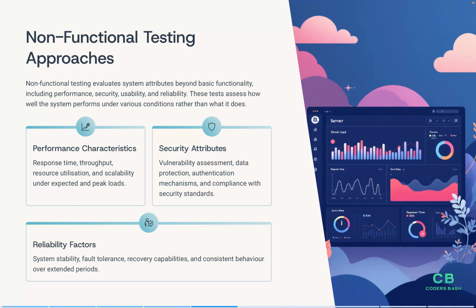So non-functional testing usually evaluates system attributes beyond basic functionality. Under functional testing we cover all UI related things and functional validations, everything. But here it includes performance, security, usability, reliability, throughput, and everything. So we test all these things under non-functional testing. So here you can see we have performance characteristics where we check for response time, throughput, resource utilization, and scalability, under expected and peak loads, right?